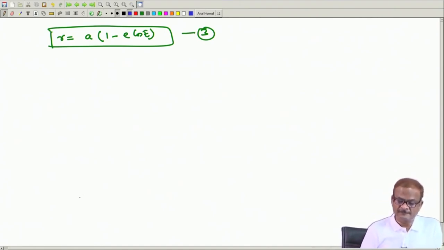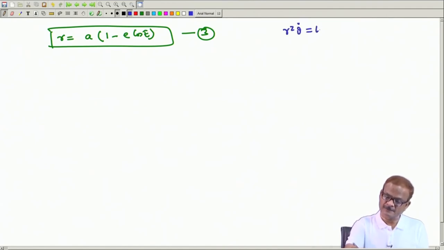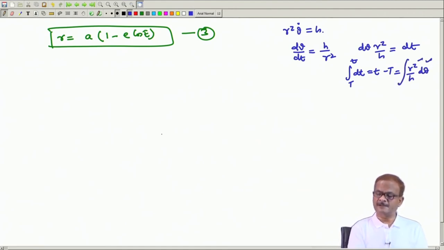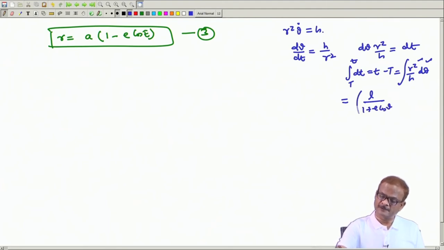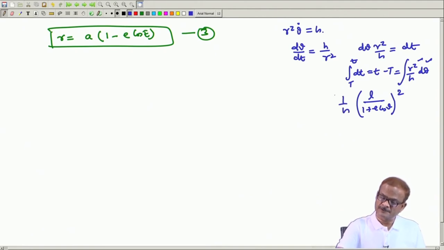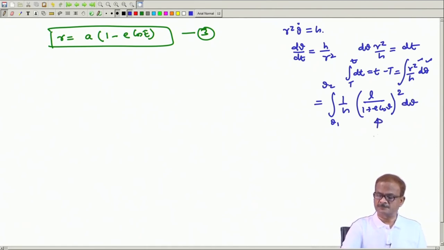Now, we have to get the theta also. As I told you in the last lecture, while we were working with the equation r square theta dot equal to h, we wrote this as d theta by d t equal to h by r square, and d t equal to r square divided by h d theta, and this we integrated to get t minus T equal to the integral of r square divided by h d theta. It is not comfortable to work with terms like r equal to l by 1 plus e cos theta, integrating between theta 1 and theta 2. So, this was not a comfortable situation.